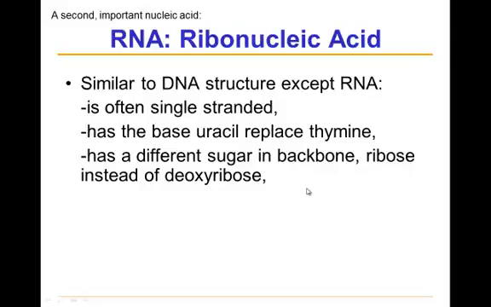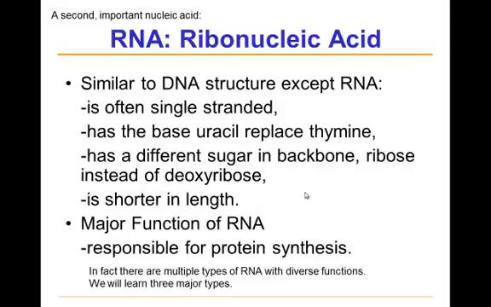And RNA is shorter in length. DNA is as long as a chromosome. RNA is usually as long as a gene at its longest. The major function of RNA is its role in protein synthesis. But there are, in fact, multiple types of RNA, and they have varied functions. We're going to learn three main types. But before we do, let's make sure you really understand RNA. And a good way to clarify understanding is to compare it to something that you know.